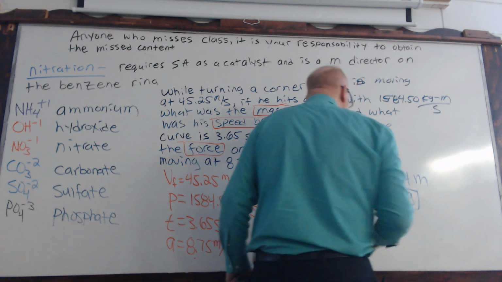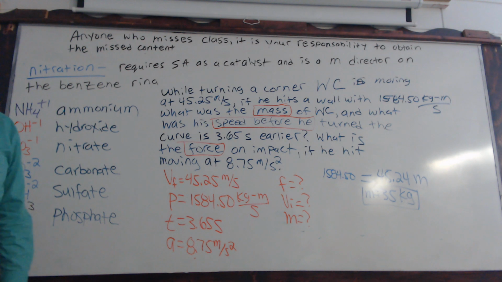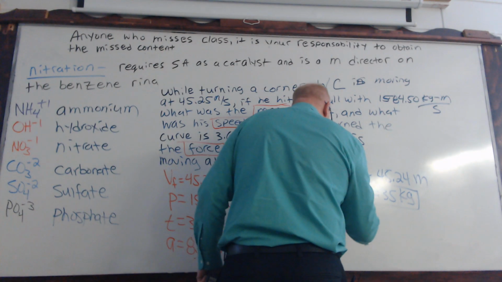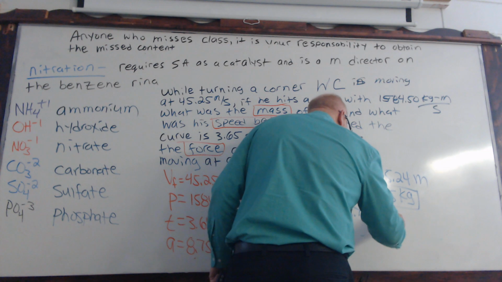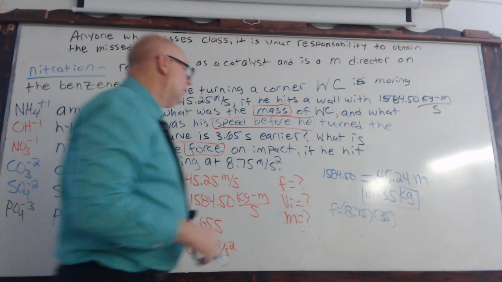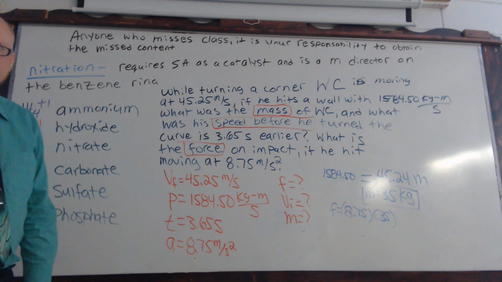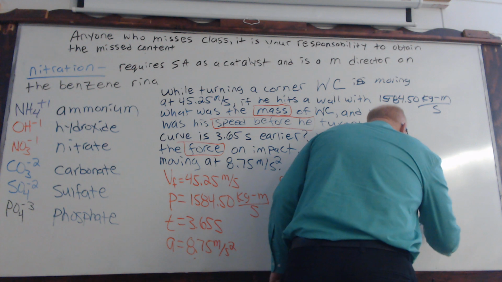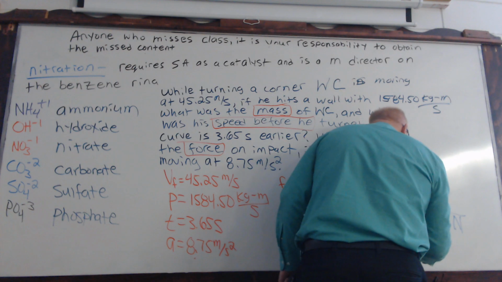Okay, so now that we have our mass, what's the next one we could solve for? Find your force. 8.75 times 35, what we just solved for. And then we get 306.25. Force equals 306.25 what, though? Newtons.